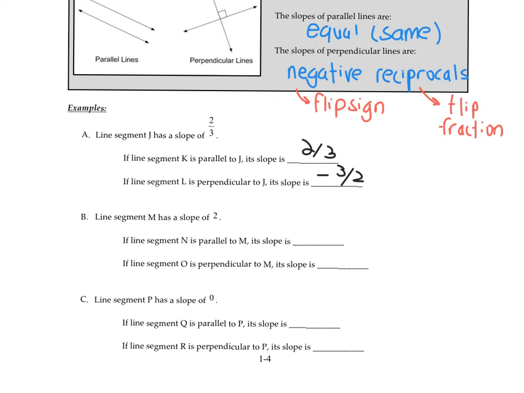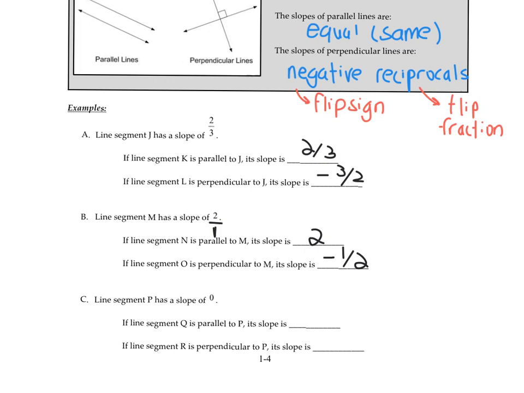Okay, if we look at example B, now our line segment M has a slope of 2. We can write that as 2/1 so that we see it in fraction form. If line segment N is parallel to M, then the slope is also going to be 2. If line segment O is perpendicular to M, okay, we have a positive slope, so the negative reciprocal, we're going to make it negative, and now we're going to flip our fraction from 2/1 to 1/2.